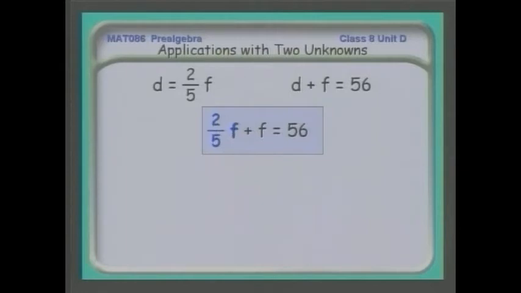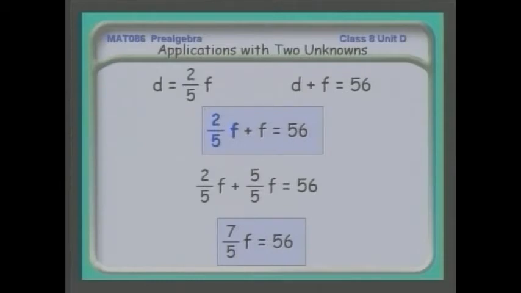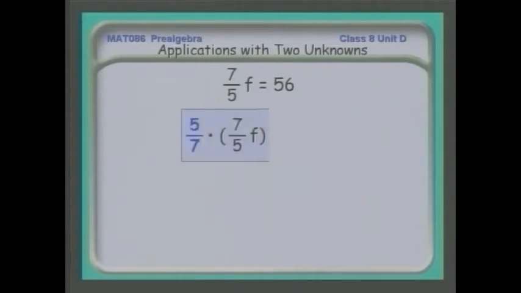I have 2/5 F plus 1F is equal to 56. Let me rewrite that as 2/5 F plus 5/5 F equals 56. Somewhat of a tongue twister there. 2/5 plus 5/5 is 7/5 F is equal to 56. Continuing to solve that equation, if I multiply both sides by the reciprocal of 7/5, or 5/7, 7/5 times 5/7 is 1, which gives me F is equal to 56 over 1 times 5/7.